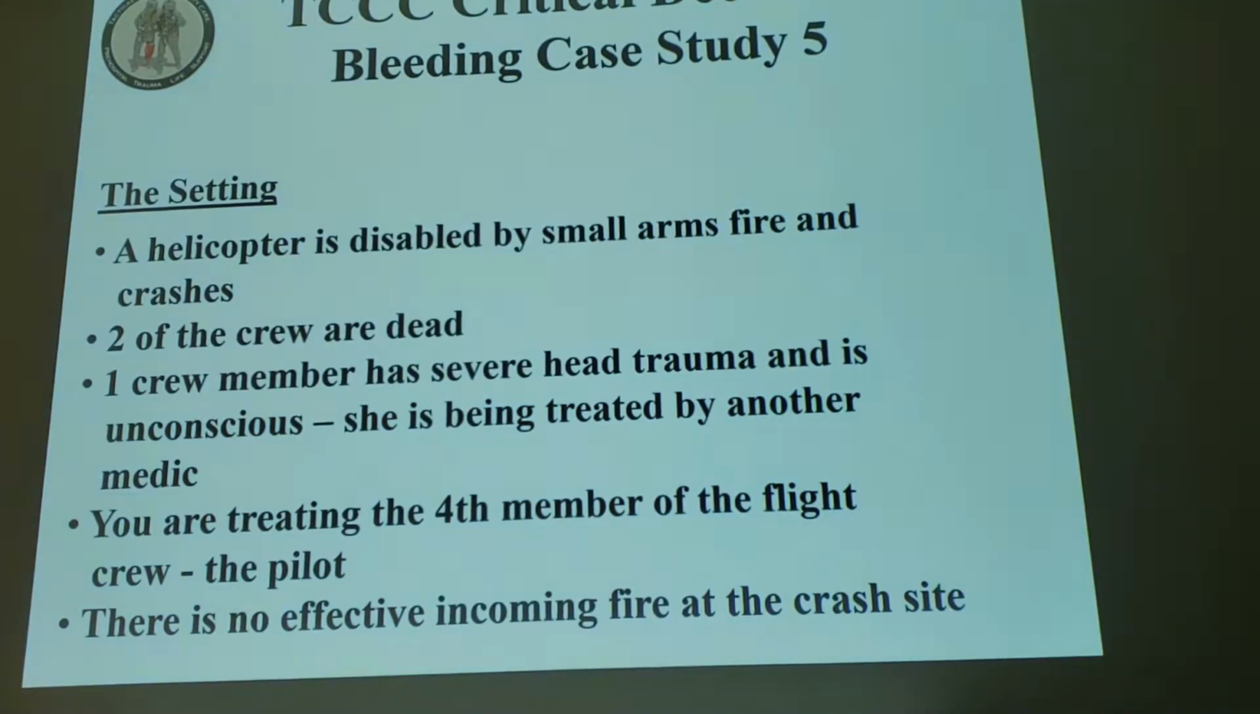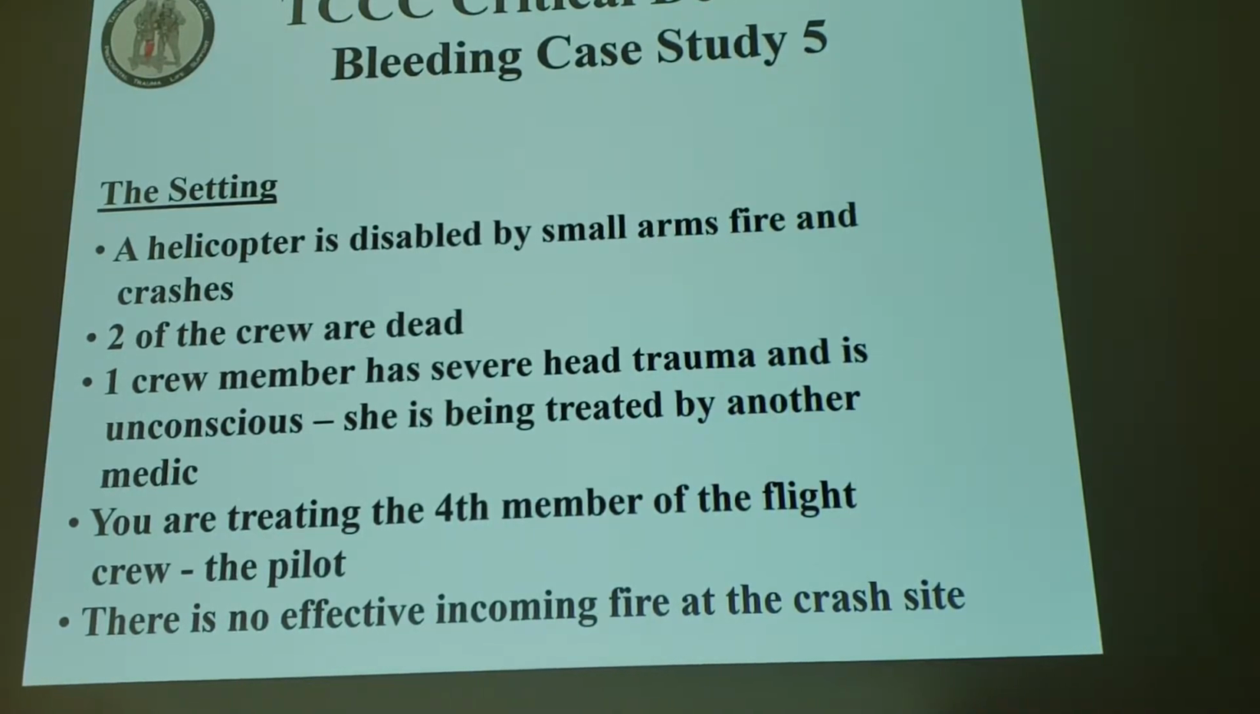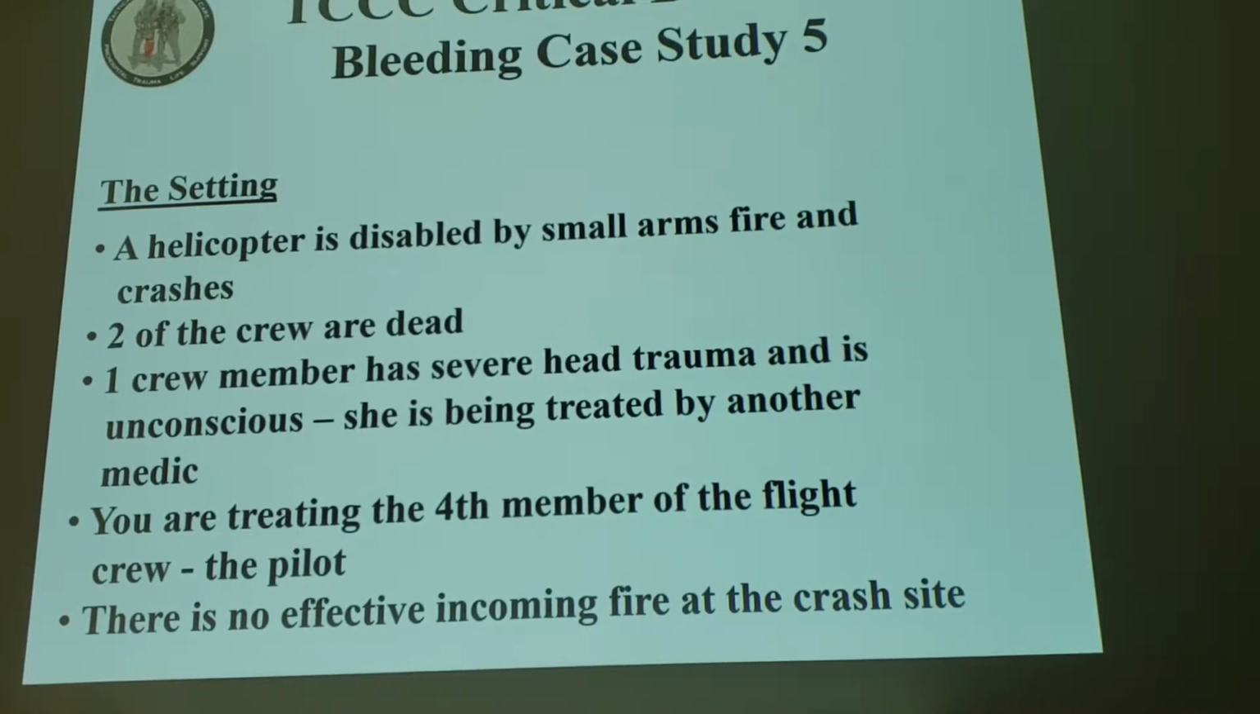Okay. Number 5, setting. A helicopter is disabled by small arms fire and crashes. 2 of the crew are dead. 1 crew member has severe head trauma and is unconscious. She is being treated by another medic. You are treating the 4th member of the flight crew, the pilot. There is no effective incoming fire at this crash.